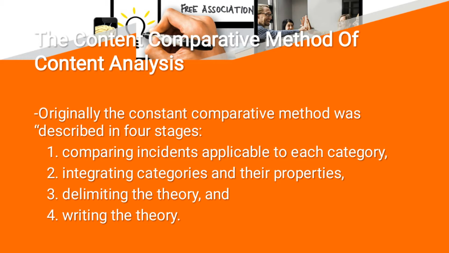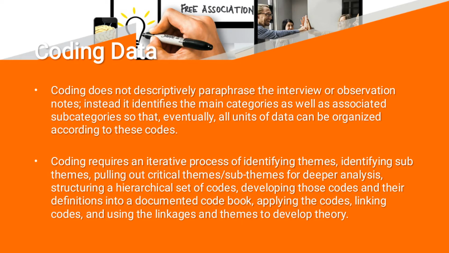4. Writing the theory. Coding data. Coding does not descriptively paraphrase the interview or observation notes. Instead it identifies the main categories as well as associated subcategories so that, eventually, all units of data can be organized according to these codes. Coding requires an iterative process of identifying themes, identifying sub-themes, pulling out critical themes and sub-themes for deeper analysis, structuring a hierarchical set of codes, developing those codes and their definitions into a documented codebook, applying the codes, linking codes, and using the linkages and themes to develop theory.